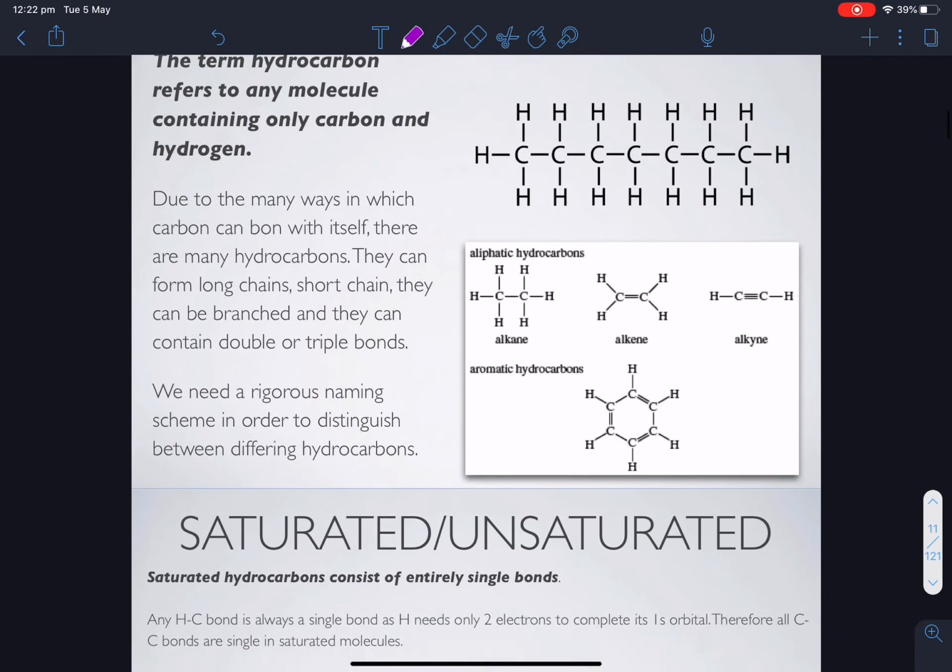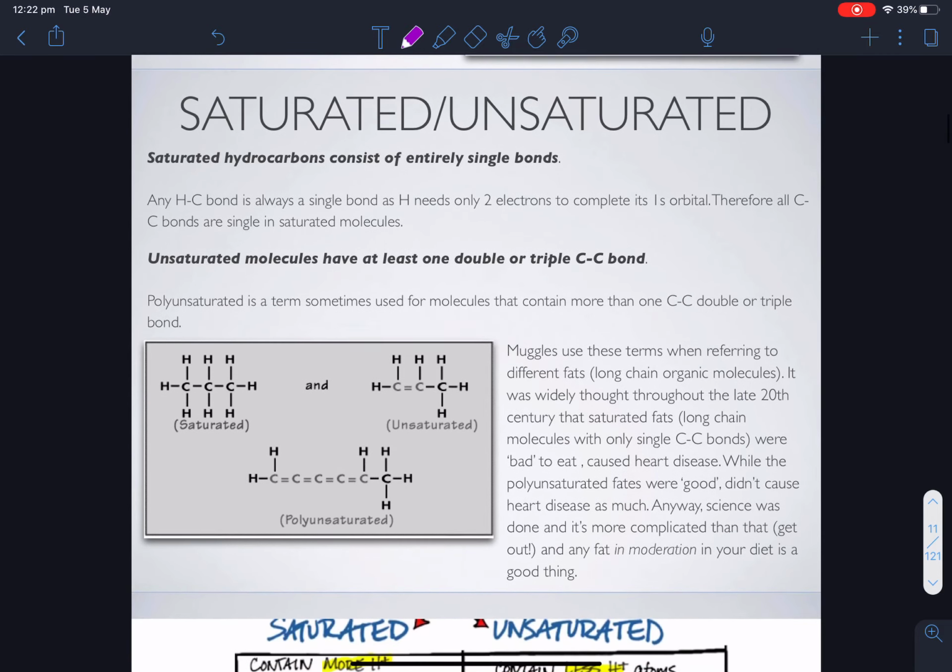Another property of these hydrocarbons, the first one we can look at, is the term saturated or unsaturated. Saturated hydrocarbons consist of entirely single bonds. So think of the molecule as having single bonds between each carbon, and the rest of the bonding around, so each carbon has 4 bonds, it must be entirely full of hydrogens, or it's saturated with hydrogens.